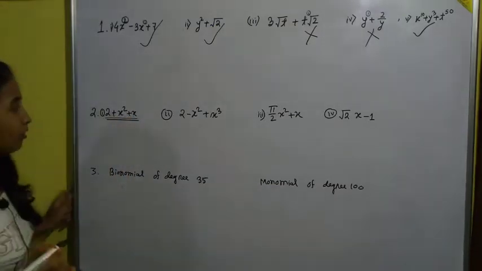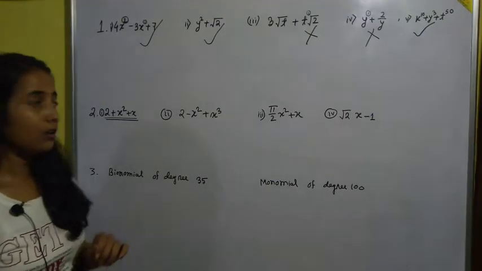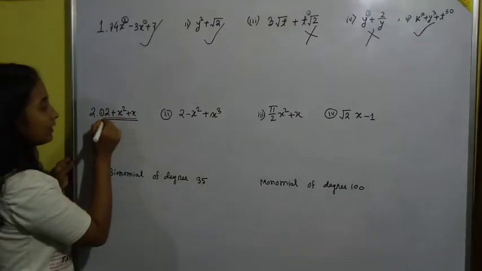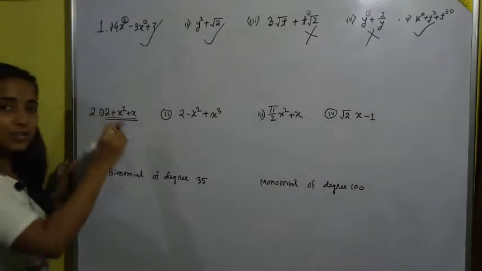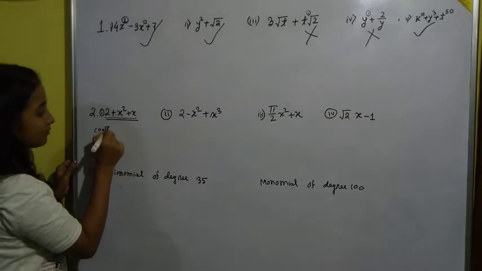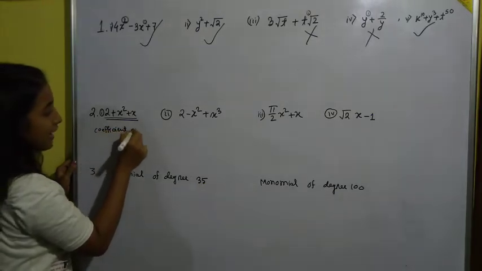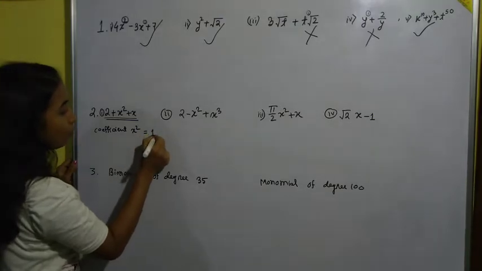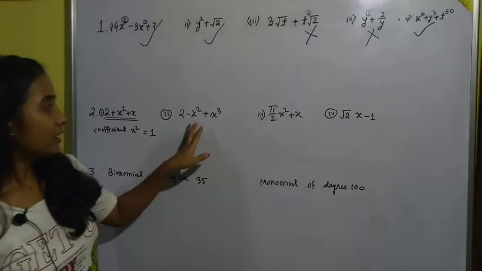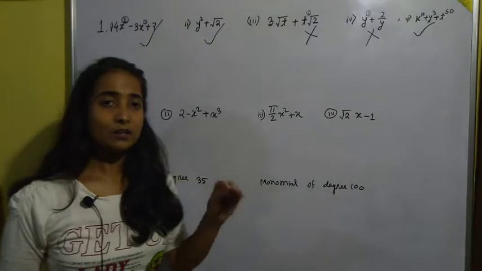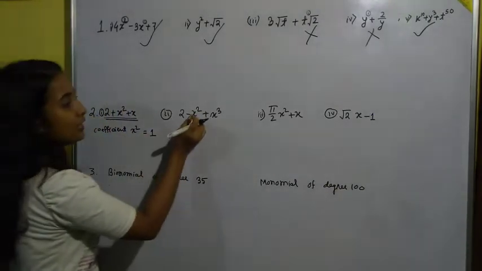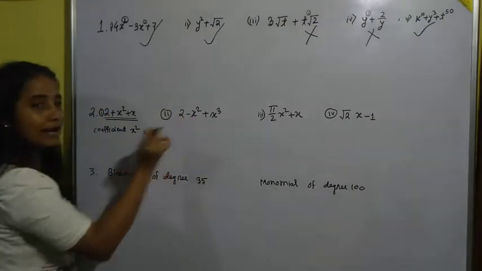Now which constant number is multiplied with x square? There is nothing. Nothing means here 1 is multiplied with x square, therefore the coefficient of x square is equal to 1. Similarly, in this polynomial, there is no number which is multiplied with x square. Nothing means 1. But see carefully, in front of x square there is a minus sign.